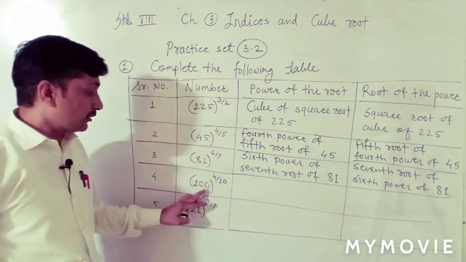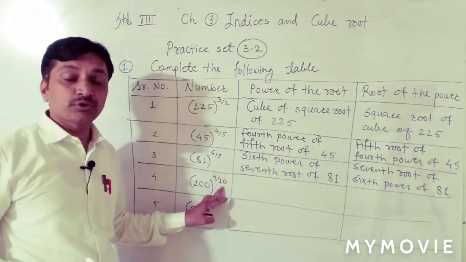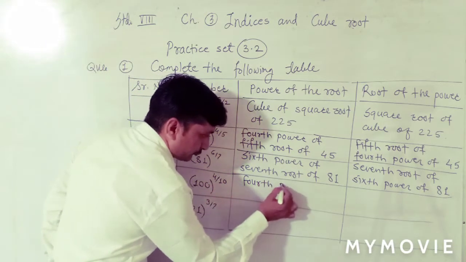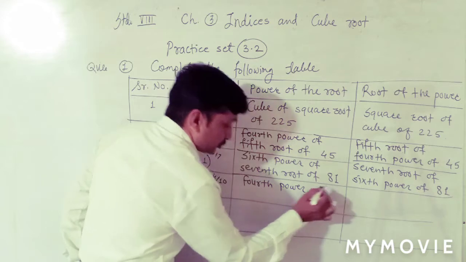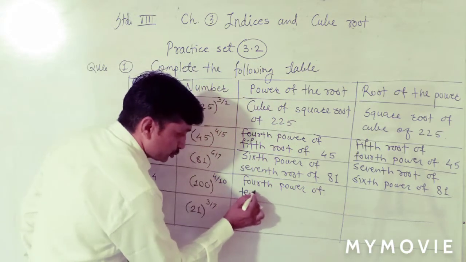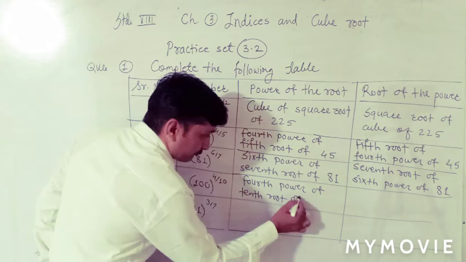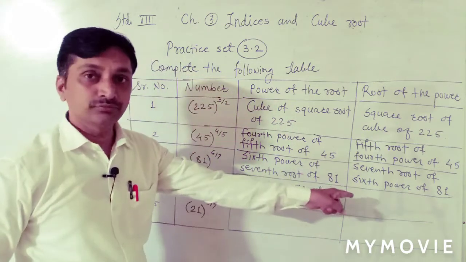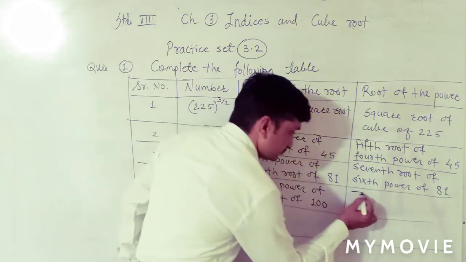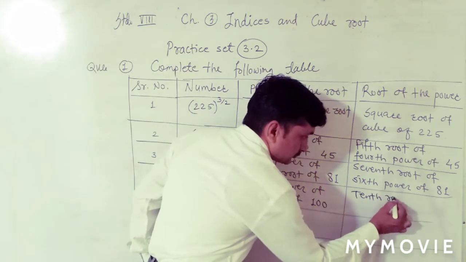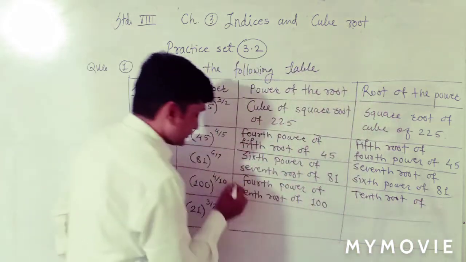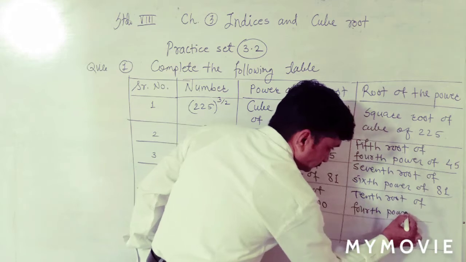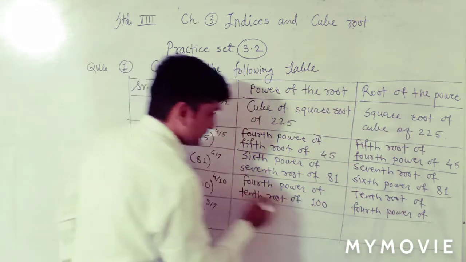Okay. Next, 100 raised to 4 upon 10. What is power? 4. Then fourth power of, what is root? 10. Tenth root of the base. What is base? 100. Here start from the root: tenth root of, what is power? Fourth power of, what is base? 100.